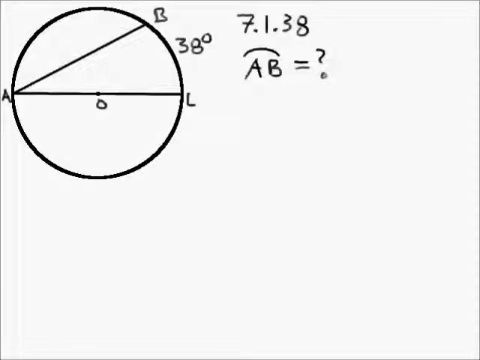Let's take a look at 7.1.38. We're looking for the measure of arc AB. AB is this bit right here. We know this bit. So what we should do is use something that we know, like AC is a diameter. We're also given that.